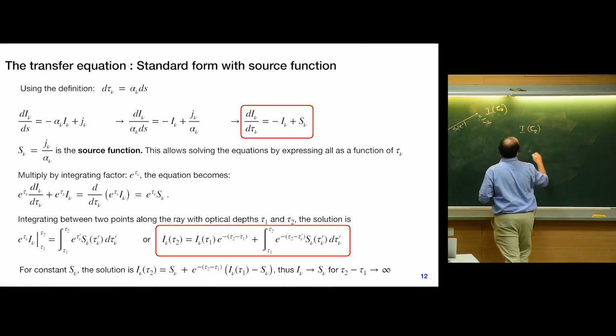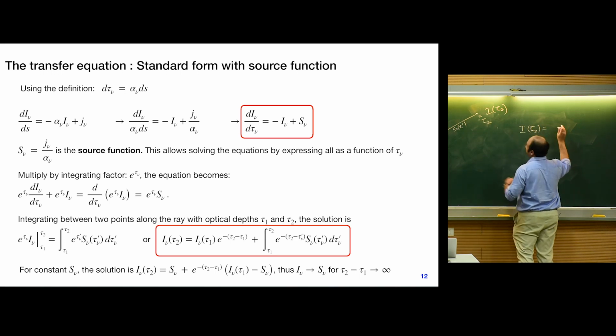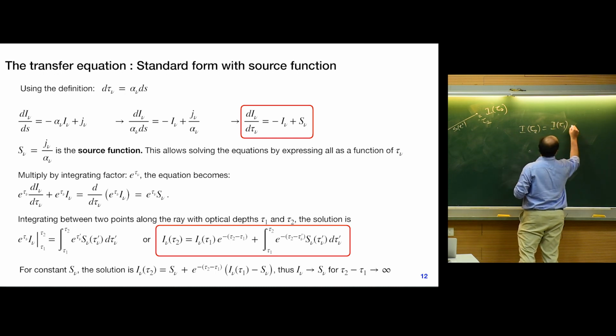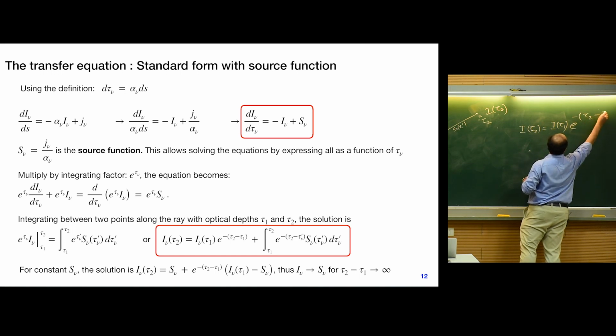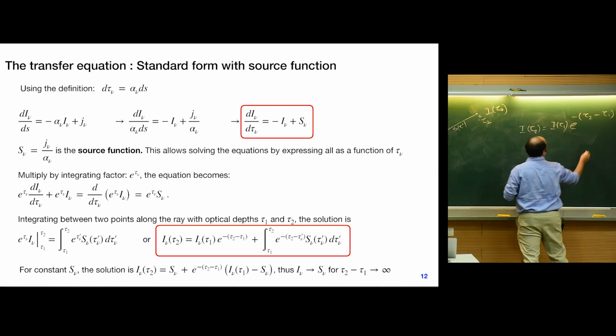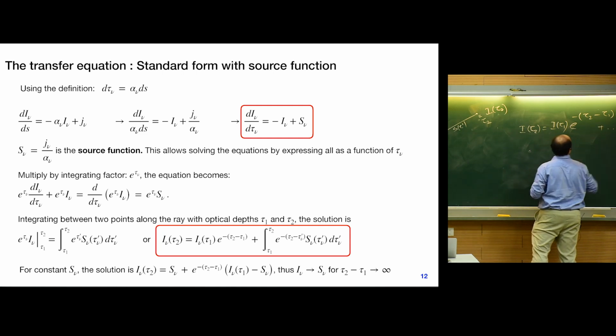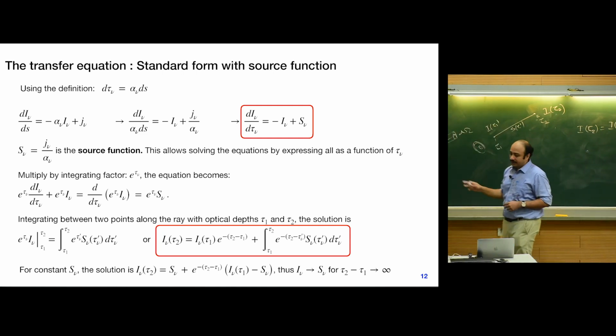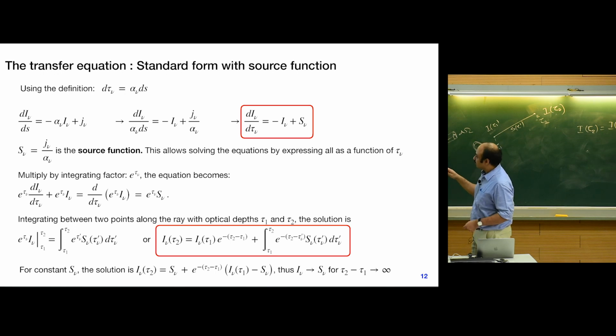I at tau 2 equals... I'll come to the next part later, but let's understand what this means. I at tau 1 times exponential minus tau 2 minus tau 1, plus the added factor. Come to that later. The added factor is an integral over the source function. Source function is J nu by alpha nu.